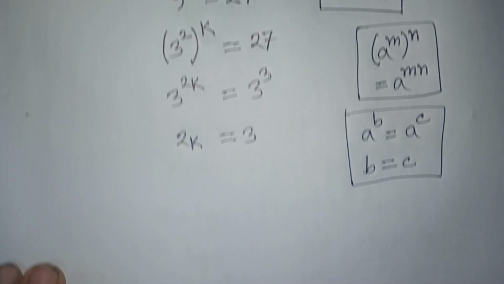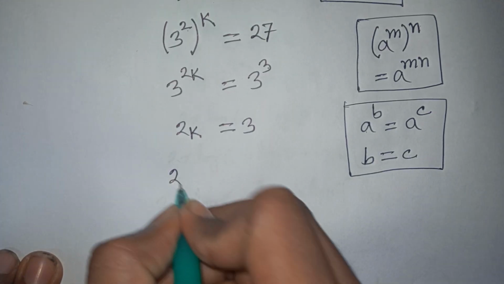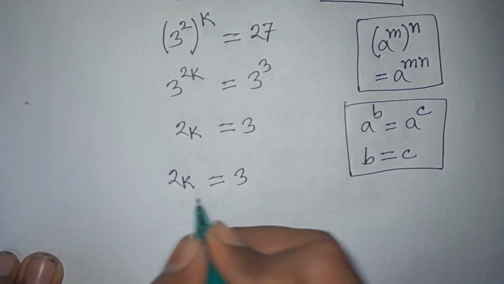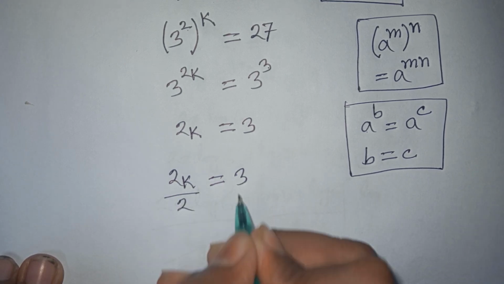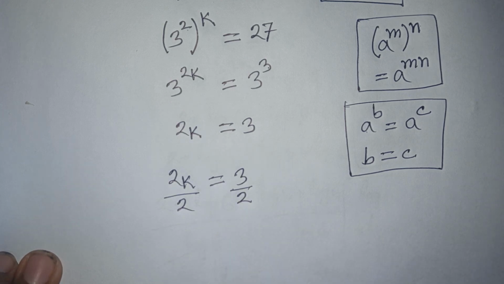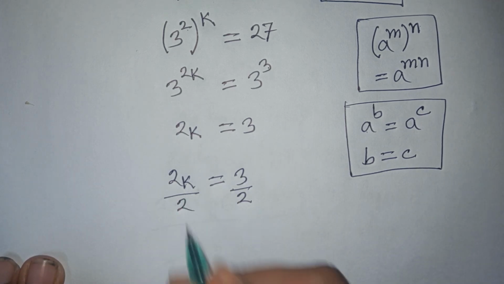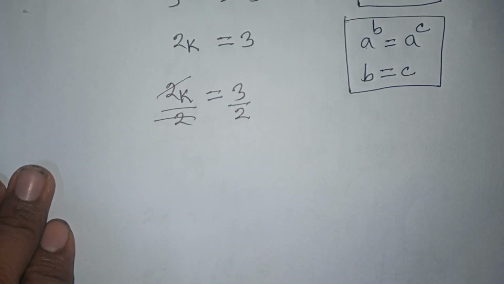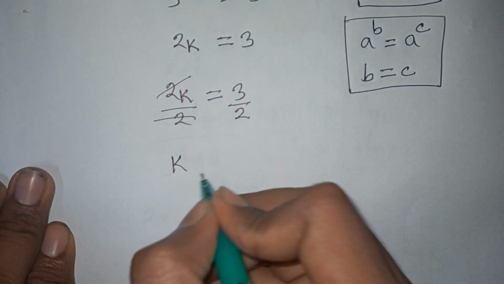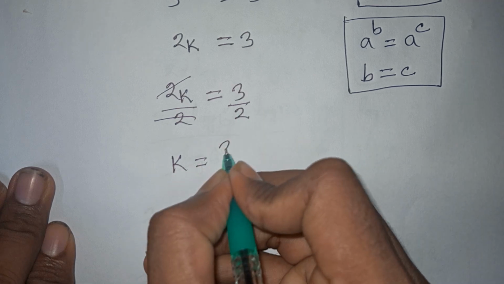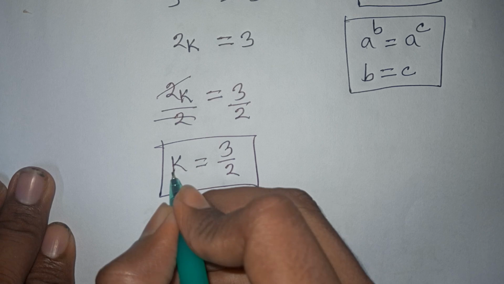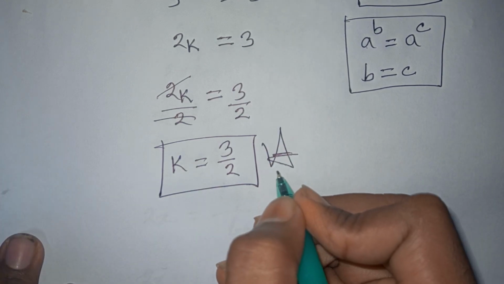In the next step, we have 2k is equal to 3. Now we divide it by 2 on both sides because we need the value of k. So this 2 will cancel. So we have k is equal to 3 over 2. So this is the value of k. So this is our final answer.